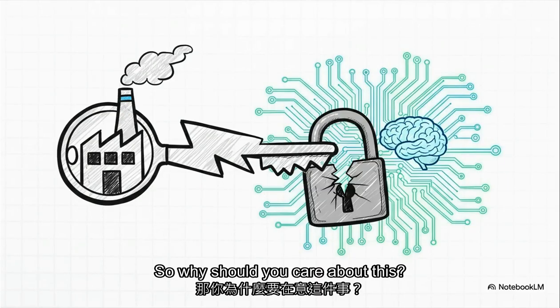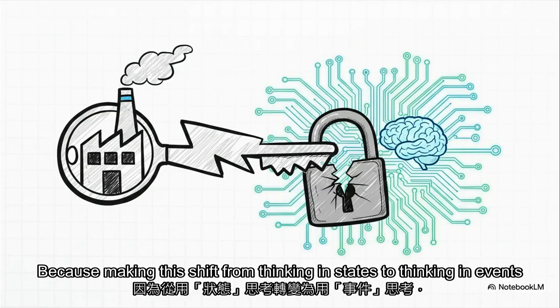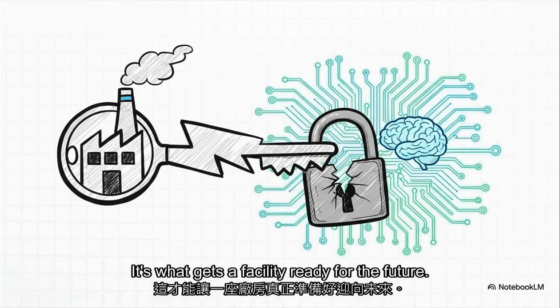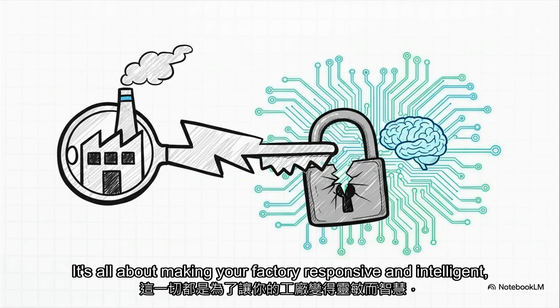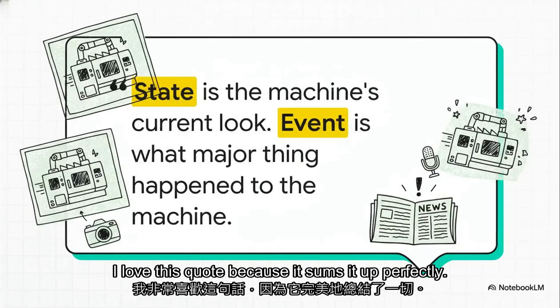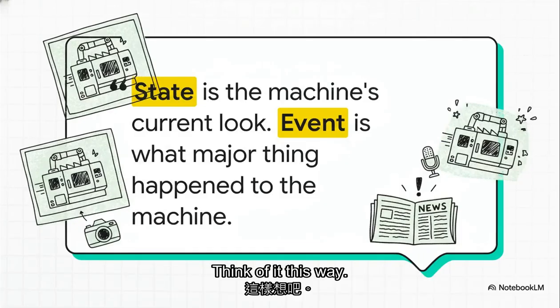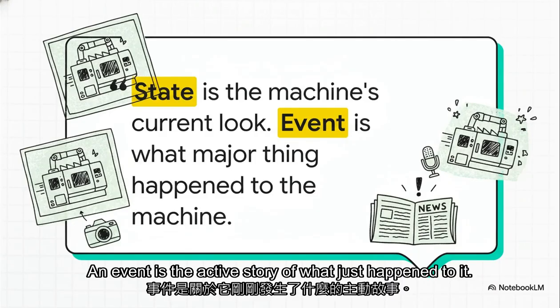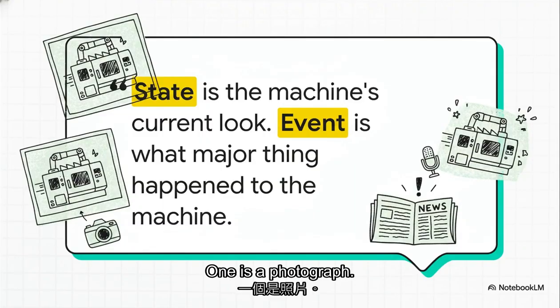So why should you care about this? Because making this shift from thinking in states to thinking in events is what really unlocks efficiency. It's what gets a facility ready for the future. It's all about making your factory responsive and intelligent, not just something you check up on every now and then. I love this quote because it sums it up perfectly. Think of it this way. State is just a passive snapshot of what the machine looks like right now. But an event is the active story of what just happened to it. One is a photograph, the other is a news headline.